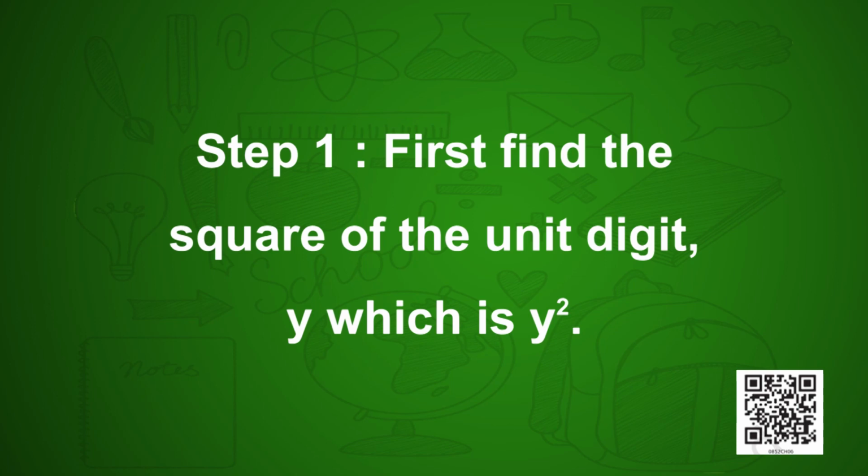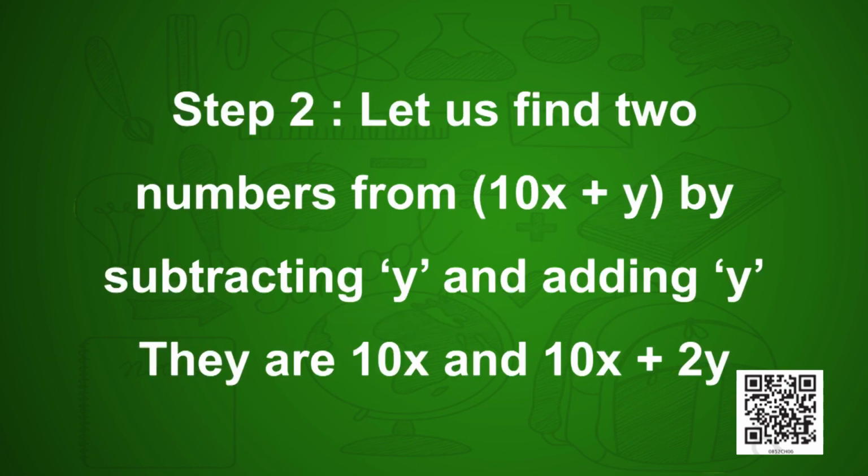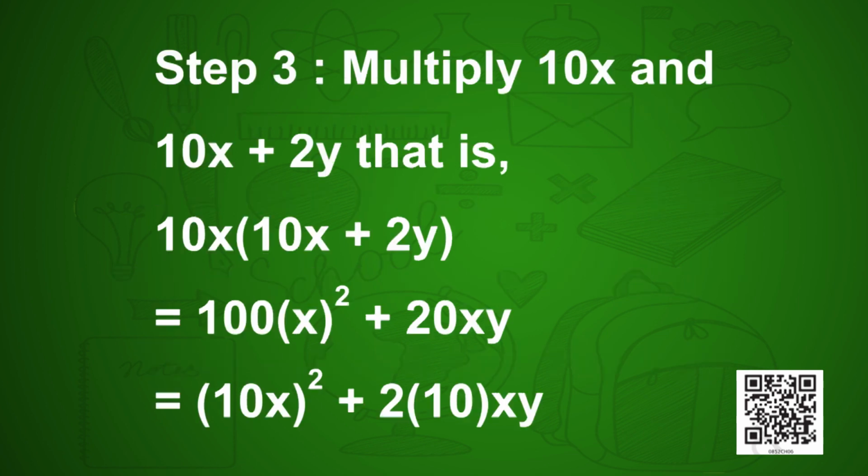In the first step, find the square of the unit digit. We know that our unit digit was y, so its square will be y square. In the second step, find the numbers from 10x plus y by subtracting y and adding y. When you subtract y, you get 10x. When you add y, we get 10x plus 2y. In the third step, multiply 10x and 10x plus 2y, and when you multiply these two numbers, we end up with (10x) whole square plus 2 times 10xy.